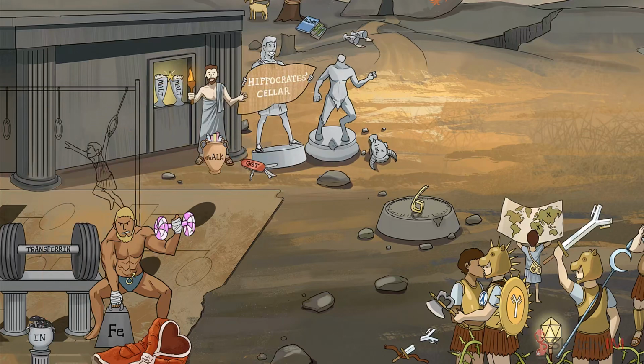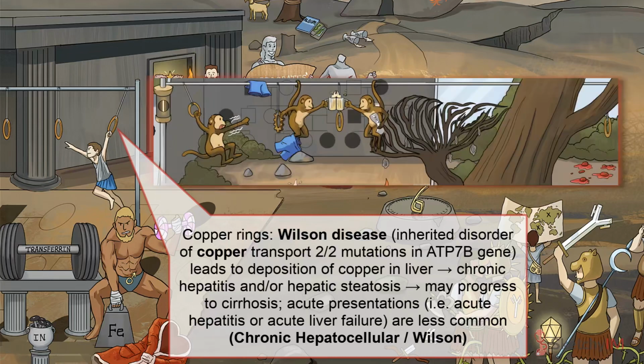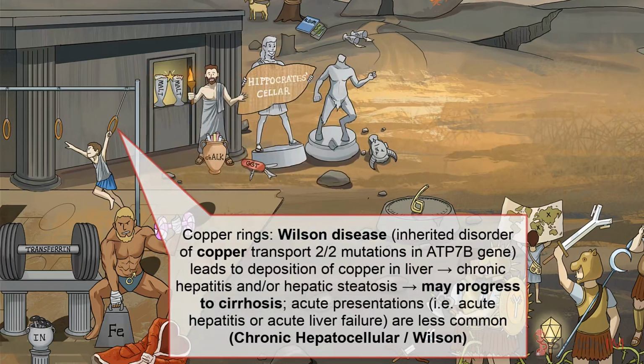Up next, Wilson disease. In this genetic disorder, mutations in the copper transporter ATP7B lead to impaired copper transport and excretion. Over time, copper builds up in the liver, brain, and cornea. Wilson disease can present with a variety of hepatic manifestations. As we discussed in the acute liver sketch, some patients initially present with acute hepatitis or acute liver failure. But most skip right past the acute manifestations and instead present with chronic hepatitis, or if the disease is more advanced, cirrhosis. Wilson's can also cause hepatic steatosis, which may initially be mistaken for NAFLD.